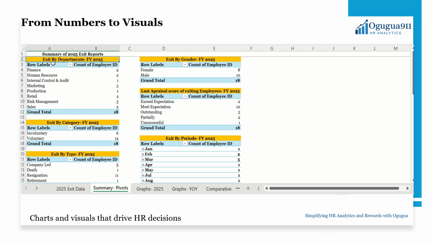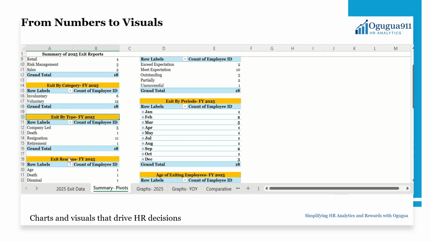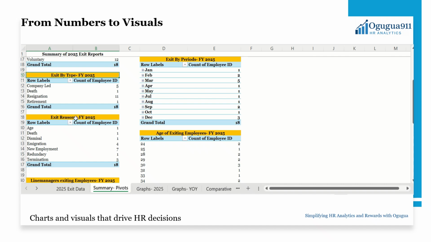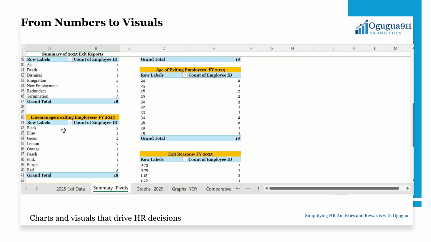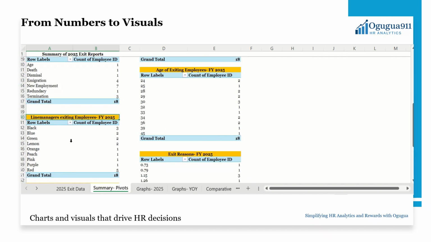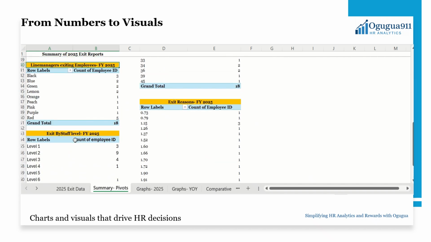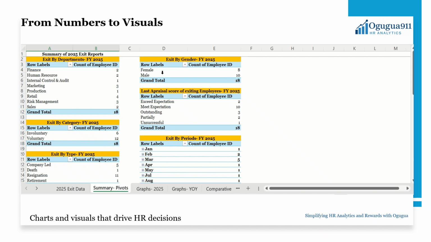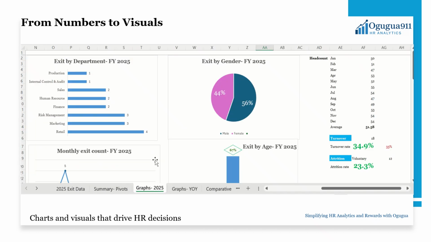We have shown the summary here per department, per exit category, per type, just like we discussed in the last video. Exit reasons and the count are all showing the line managers who have the highest exits and the levels of exiting employees. We also showed the exit by gender, the last appraisal score, and all of that. In as much as they may prefer this, it's also good to visualize in the standard way, or even introduce them, and subsequently they might prefer that. So we move straight to the visualization.